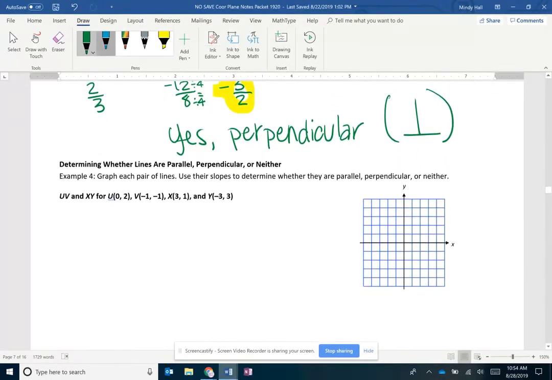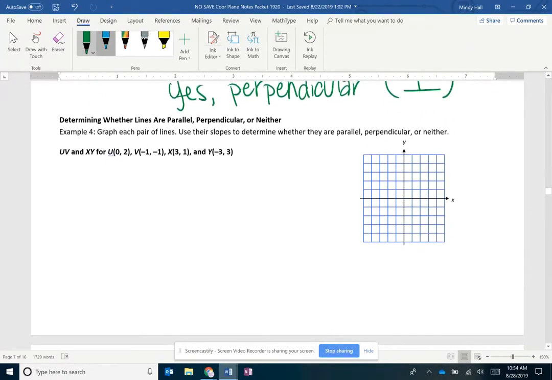So when we are determining whether lines are parallel, perpendicular, or neither, you still want to graph it just to see it, but just know that you can't assume anything based off of your graph. So we have 0, 2, which would be right here, and then -1, -1. And then we have x is at 3, 1, and y is at -3, 3. So although it may seem like they're perpendicular, you do always have to verify it.